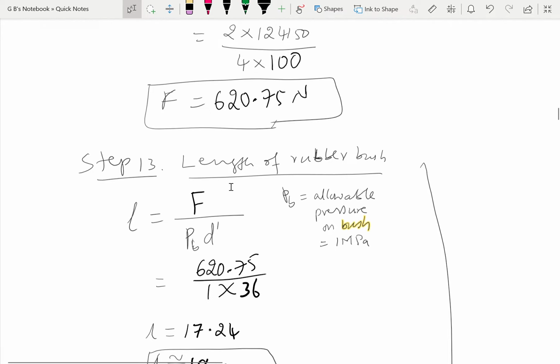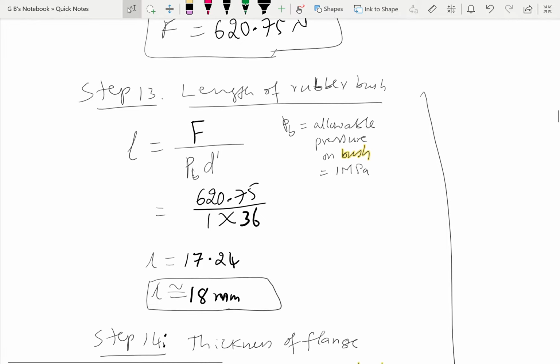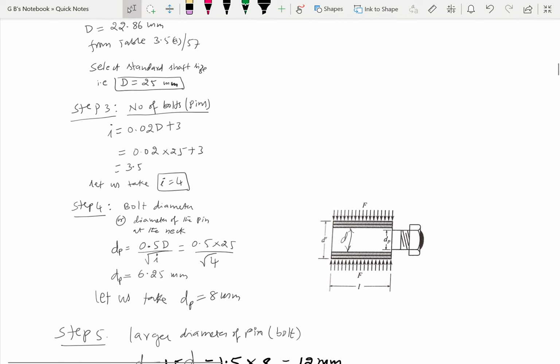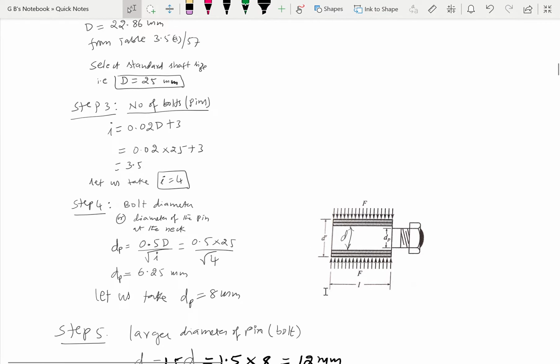Next, step 13, length of rubber bush. To find length of rubber bush, we have L is equal to F divided by PB into D prime. PB is allowable pressure on the bush, can be assumed as 1 MPa. That's nothing but 1 Newton per millimeter squared. So force 620.75, PB is 1 and D prime is 36. We get L, that is length of a rubber bush as 17.24. So let us take 18 mm. This is L, length of a rubber bush.